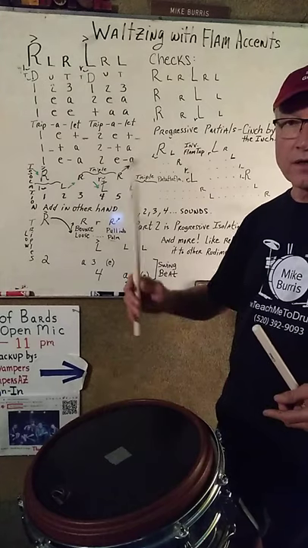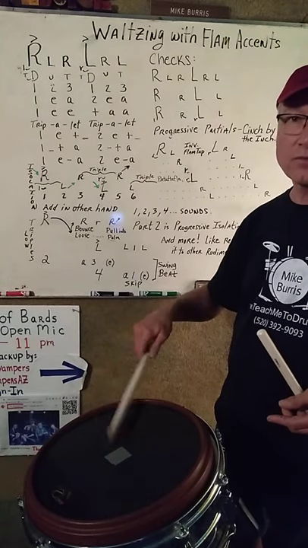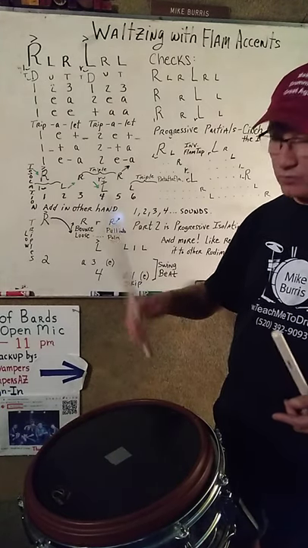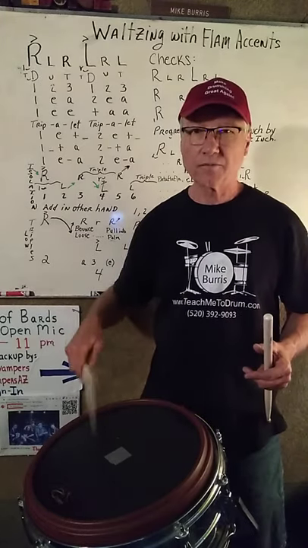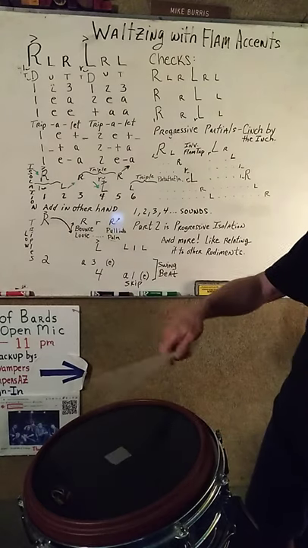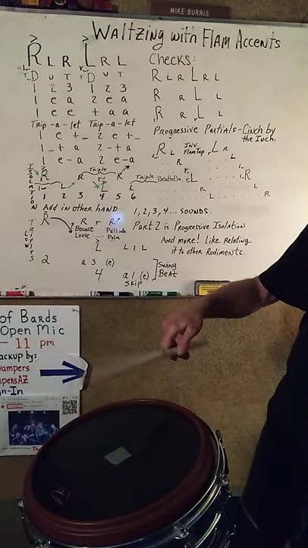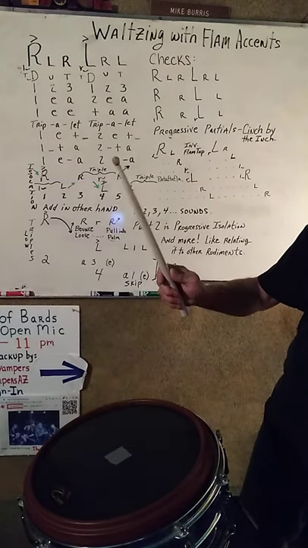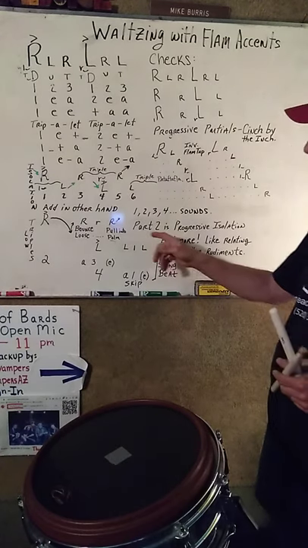One, two, three, four. 1, 2, 3, 4, 5, 6. 1, 2, 3, 4, 5. 1, 3, 4, 5. 1, 3, 4, 5. 1, see it bounces up? 3, 4, 5. And you lift up at the end.